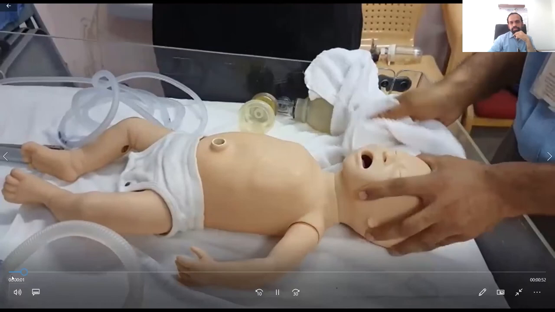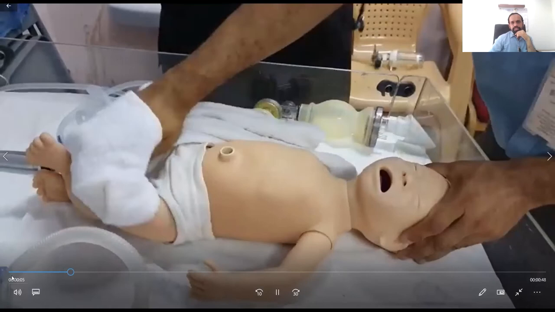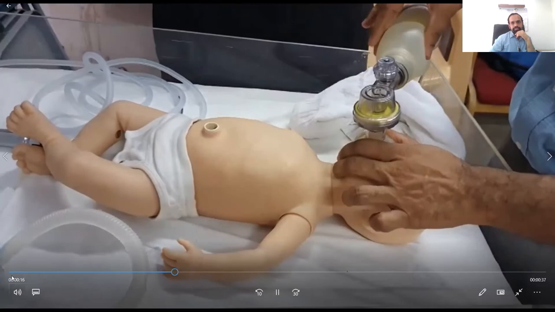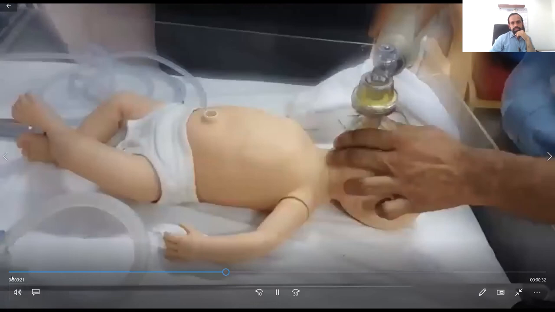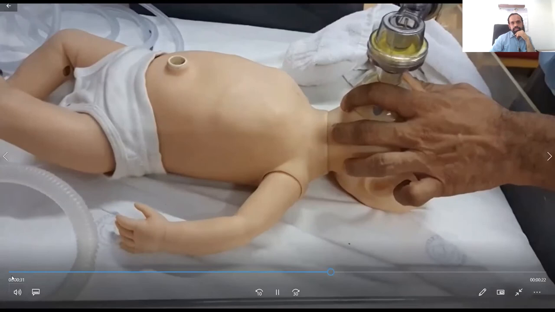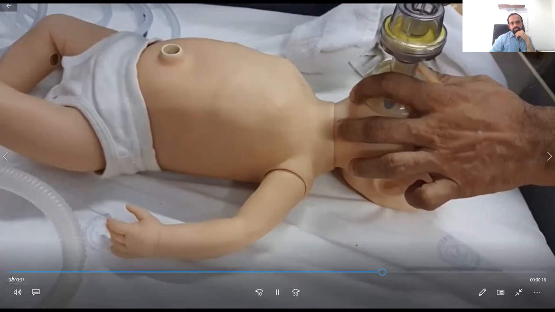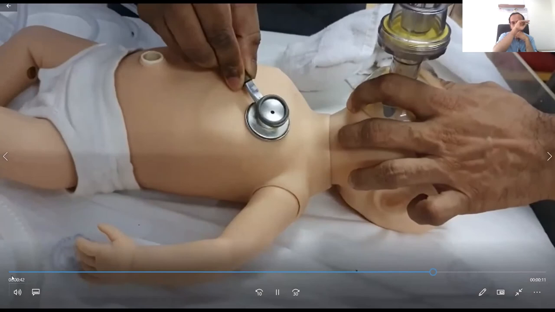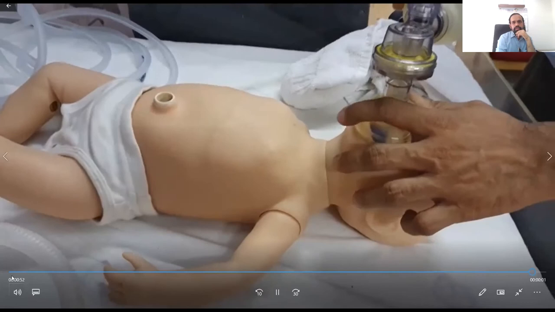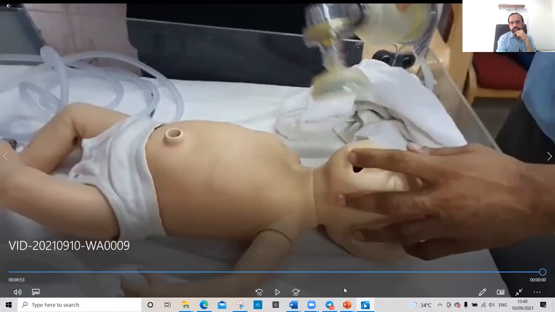Wipe the baby and, after the initial steps, look for breathing and heart rate. Heart rate less than 100, starting bag and mask. There is no chest rise after 5 breaths. So reposition the airway, reapply the mask, and give 5 breaths again. There is chest rise now. So we are auscultating for the heart rate. Heart rate more than 100, and the baby is breathing. So every five breaths, you can do the ventilation corrective steps and make sure that the baby is having chest rise and an increase in heart rate.